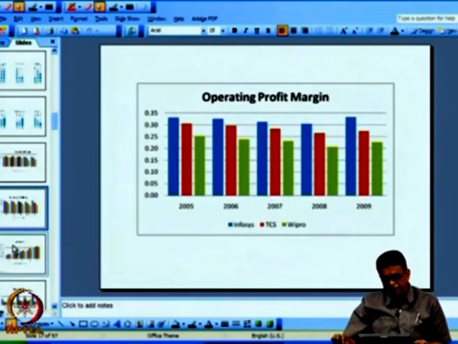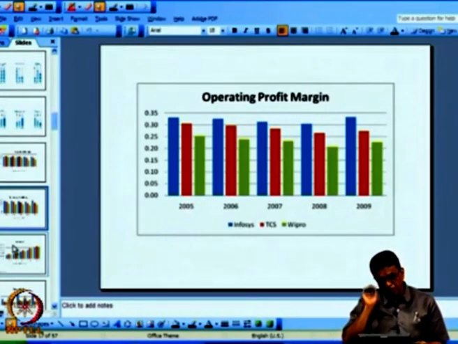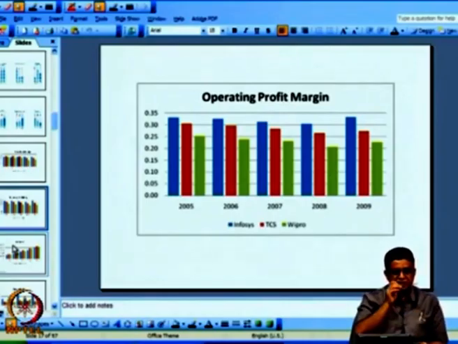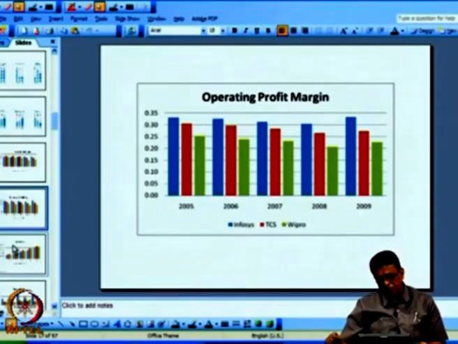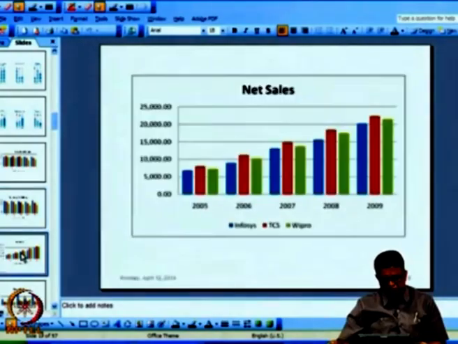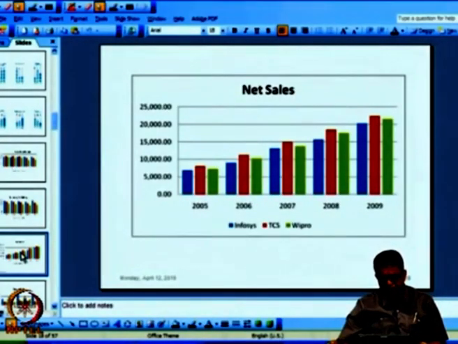Whereas, in some of the years in gross profit, in 2005, 6 and 7, the gross profit of TCS and Wipro was a little higher compared to Infosys, but when it came to the operating profit margin, again Infosys has gone ahead of the other two majors. So, if you come to the next one, that is net sales, how does it compare? If you really look at it, in 2009, look at the net sales. TCS always recording a higher net sales, always.